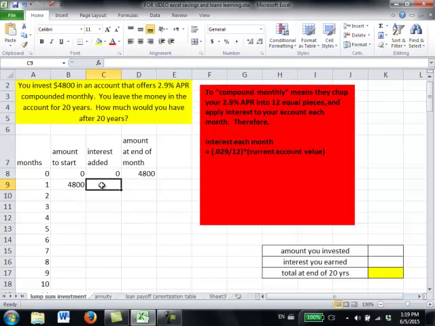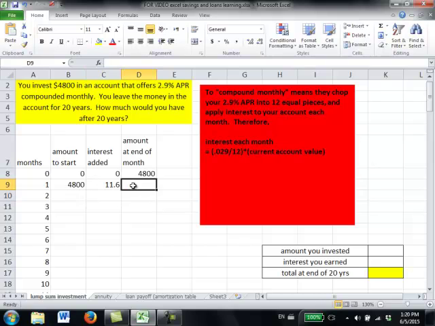Now I want it to tell me how much interest the bank will add to the account this month. So every month they go in, they take the amount you have in the account and they multiply it times 0.029 over 12. They're dividing your 2.9% annual interest into 12 equal pieces. So the interest they'll add is equal to 0.029 divided by 12 times the amount in the account right now, which is in cell B9. That $4,800. I press enter. It says they're going to give me $11.60.